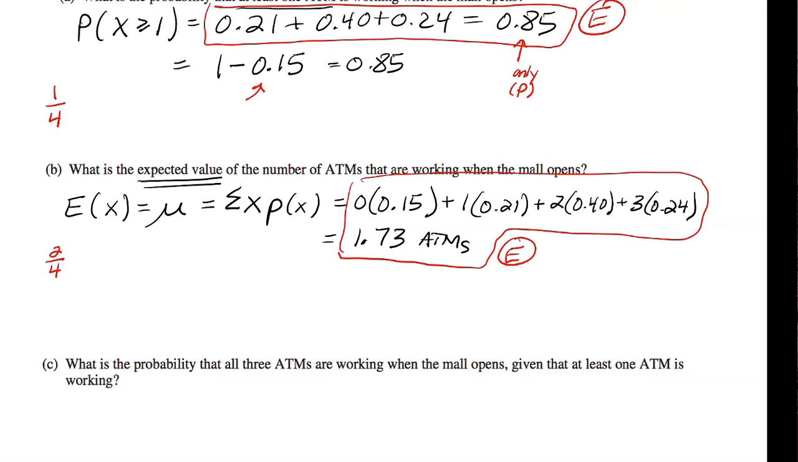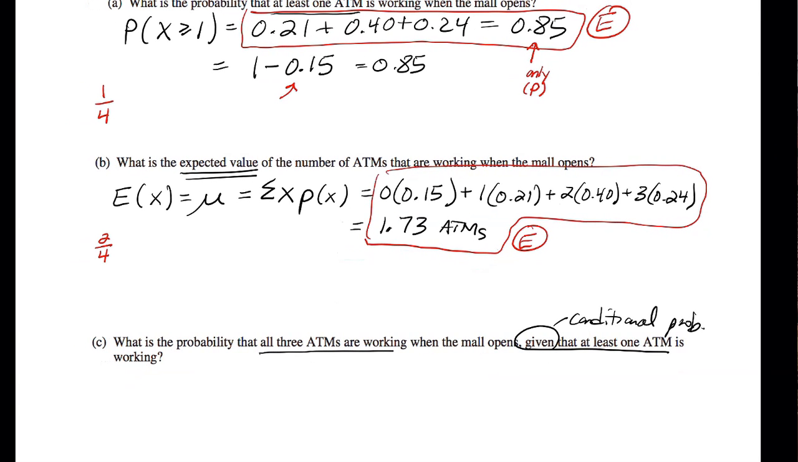Next question, C, what is the probability that all 3 ATMs are working when the mall opens, given that at least one ATM is working? This given indicates that this is a conditional probability. So as a conditional probability, we're being asked, what's the probability that 3 are working, x equals 3, given that at least 1 is working?